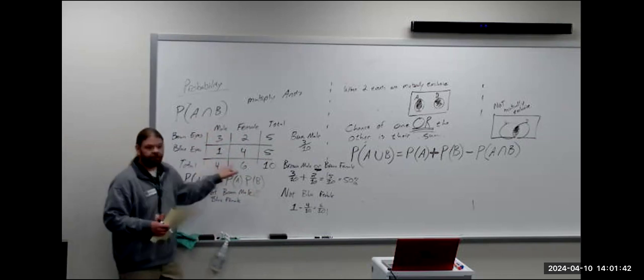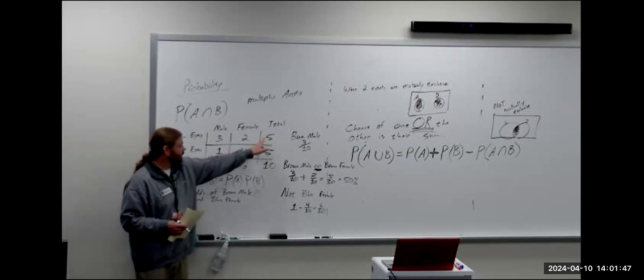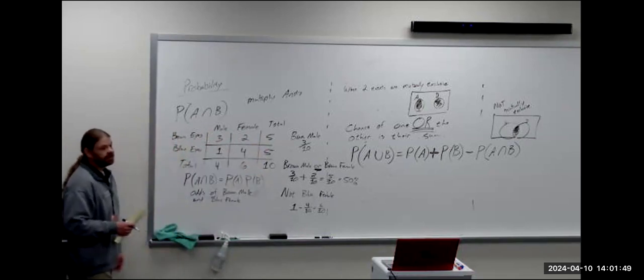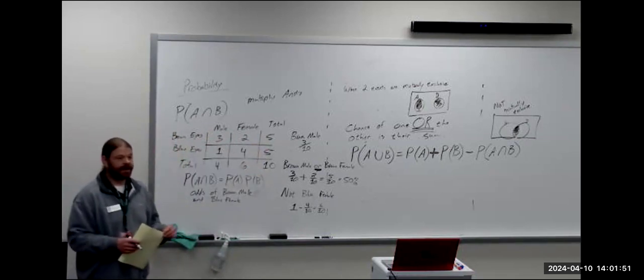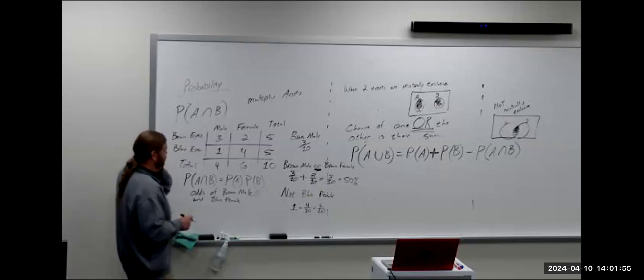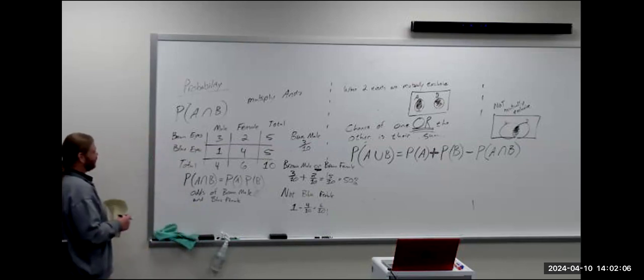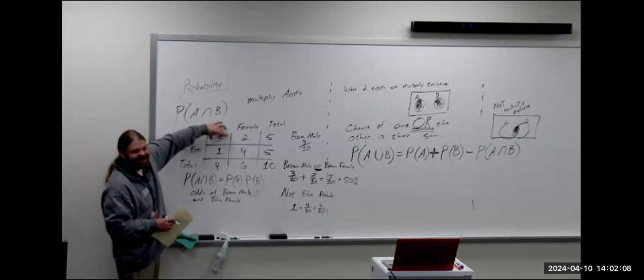Chances of being a male are 4 out of 10. And chances of having brown eyes are 5 out of 10. So if we multiply those, we get 20 out of 100. Wait, that didn't come out right. Did you mean to multiply the 10 times 10? Yeah, I said something wrong there. This is an "and" situation.